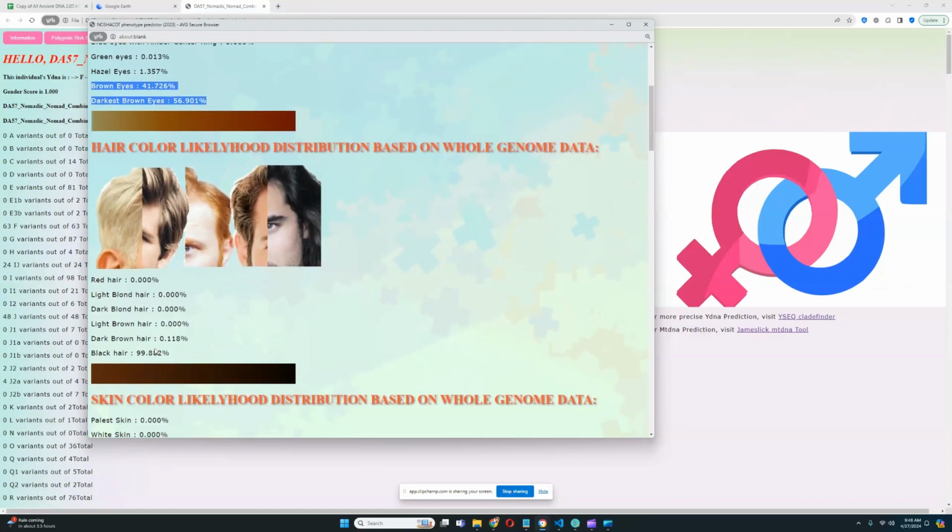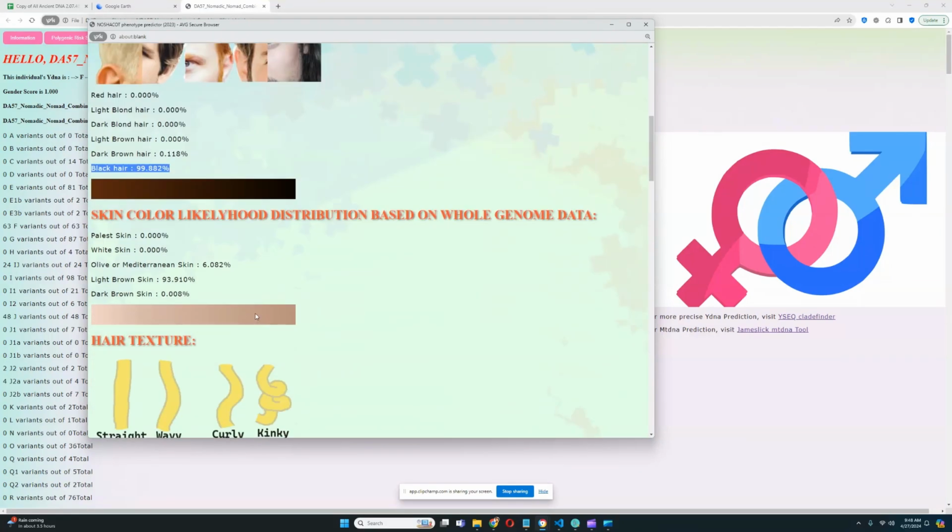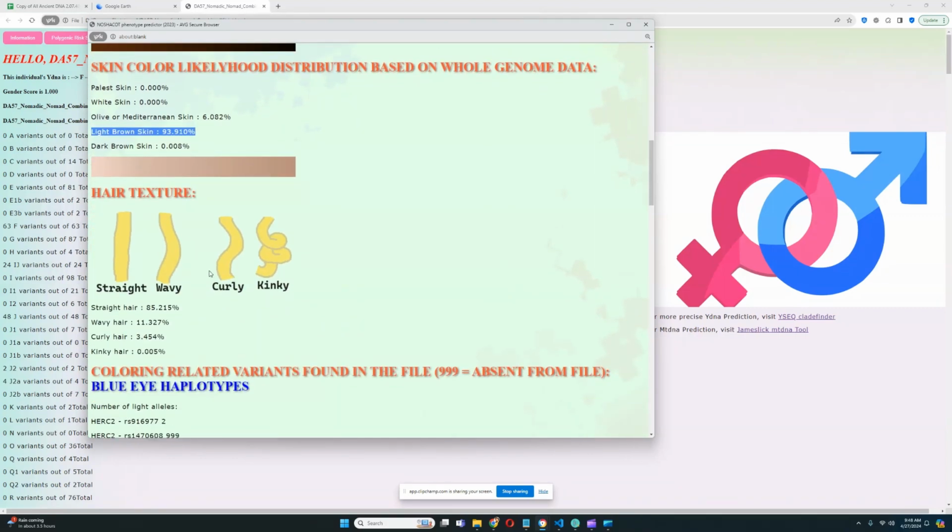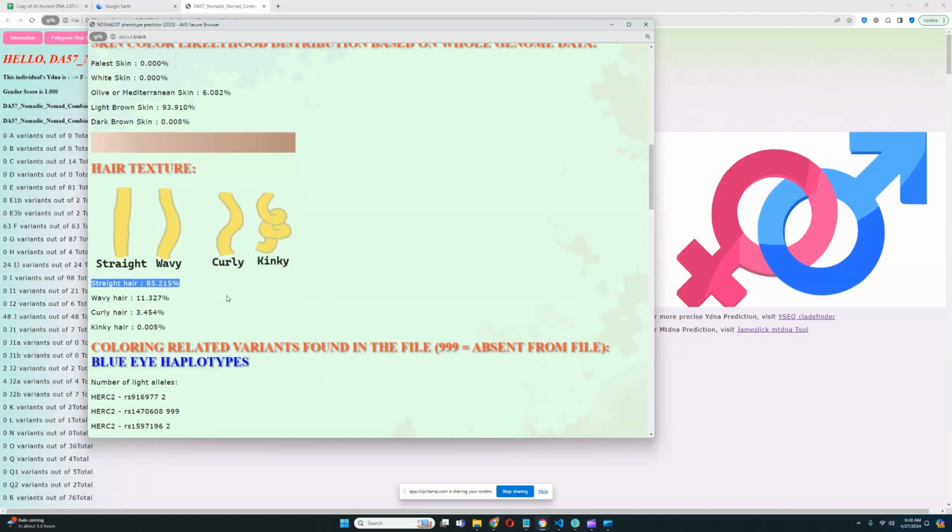For hair color, looks like he's got black hair. Definitely, it's a very definite result. For skin color, once again, a very definite result. Looks like he's got light brown skin. And for hair texture, once again, another very definite result. Looks like he's got straight hair once again.